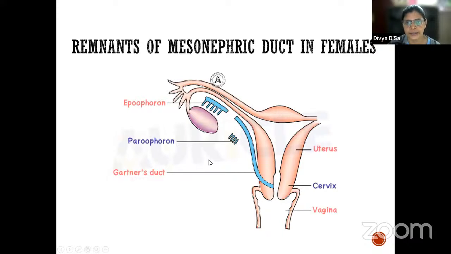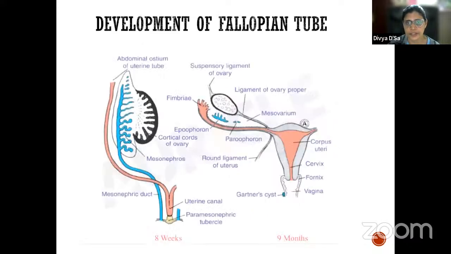And remnants of the mesonephric duct in females. The paramesonephric duct forms the female reproductive system, whereas the mesonephric duct disappears. It doesn't have much function in females, and its remnants form the epoophoron, paroophoron, and the Gartner's duct. These are the things derived from the remnants of the mesonephric duct.